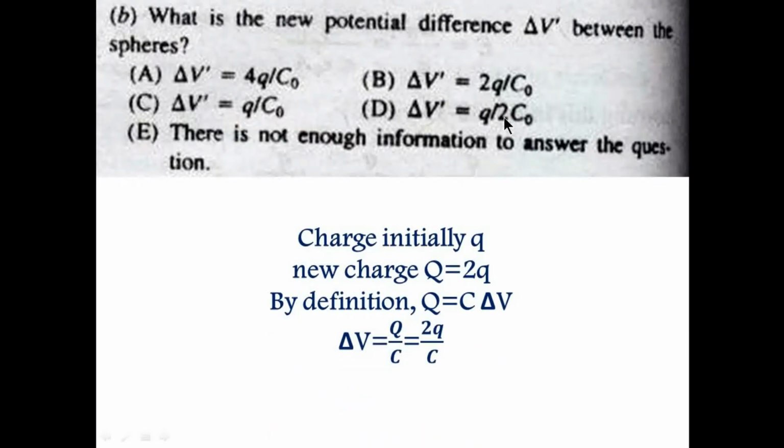Next part is, what is the new potential difference between the spheres? It's 4q by C0, 2q by C0, or q by C0, or q by 2C0, or not enough information to give the answer. So here we know that the charge initially was q, but now the new charge is double, like 2q. By definition, q is equal to C delta V. So the potential difference delta V is equal to q by C. Now it would be 2q by C. So option B is the correct option.